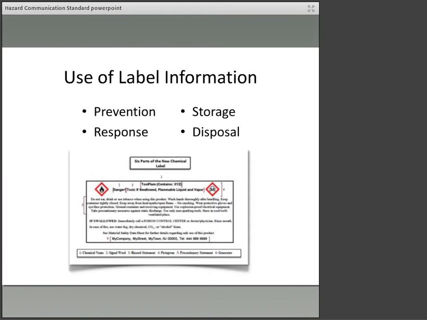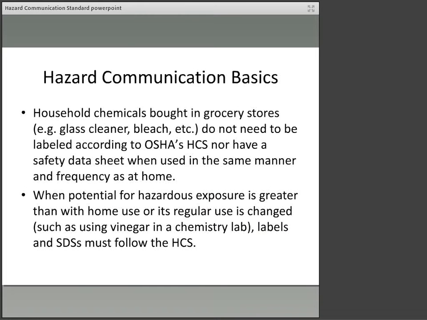proper storage, and disposal. Now, there are some exceptions to the HAZCOM standard, including household chemical products. However, when these same products are used in greater frequency than at home, for example, when a custodian uses some type of a cleaning product several times during the day and uses them daily, or when the regular use is changed, labels and safety data sheets must follow the HAZCOM standard.